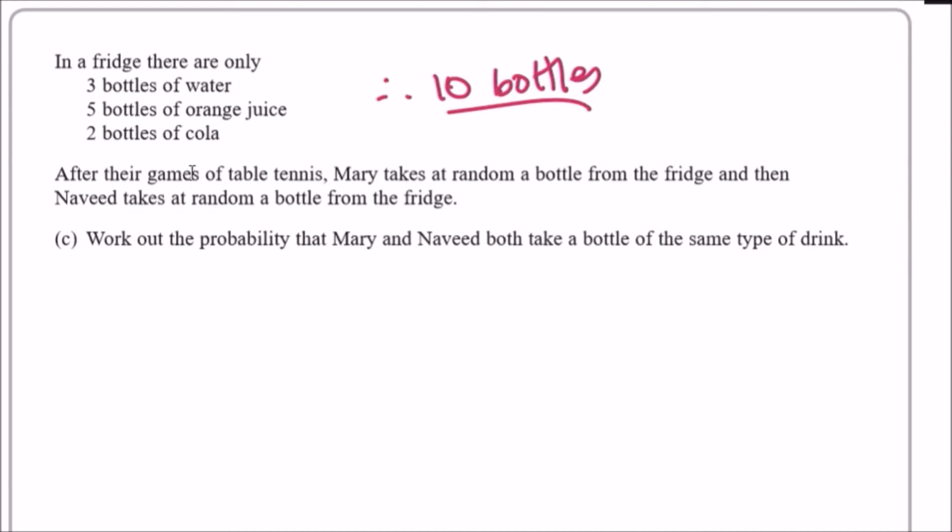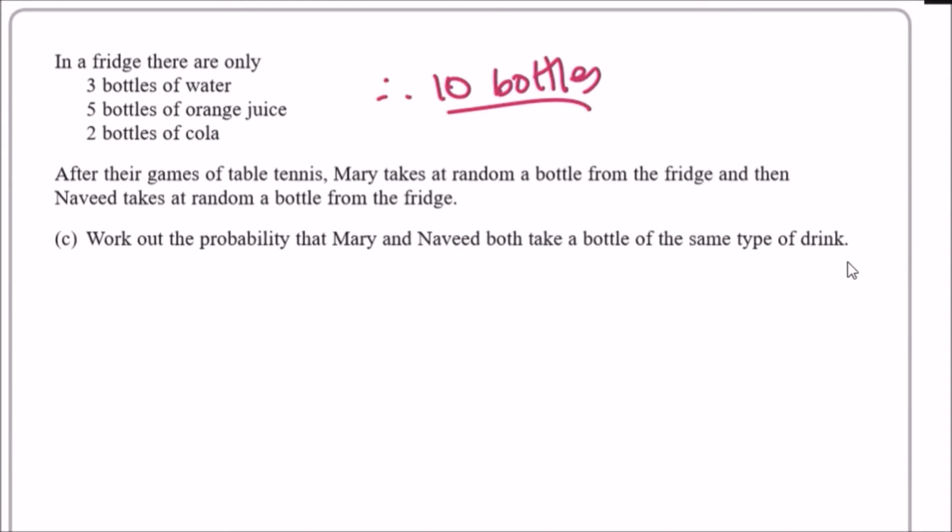So after their games of table tennis, Mary takes at random a bottle from the fridge, and then Naveed takes at random a bottle from the fridge, right? So far this is independent from the games, as far as I know. Work out the probability that Mary and Naveed both take a bottle of the same type of drink. All right, so one thing to know, when Mary takes a bottle, it's gone. So that means there'll be 9 bottles left. So Naveed will take one of the remaining 9 bottles.